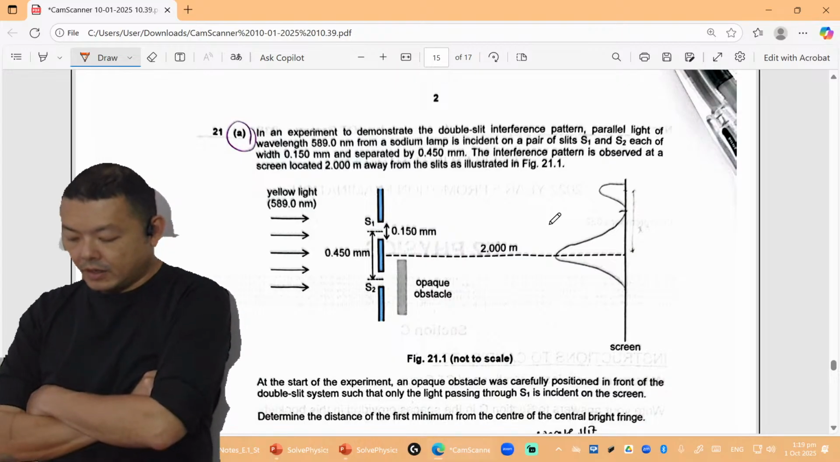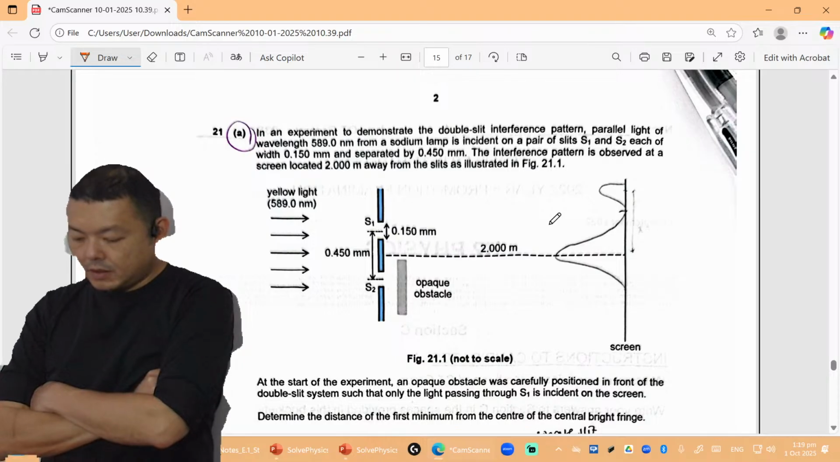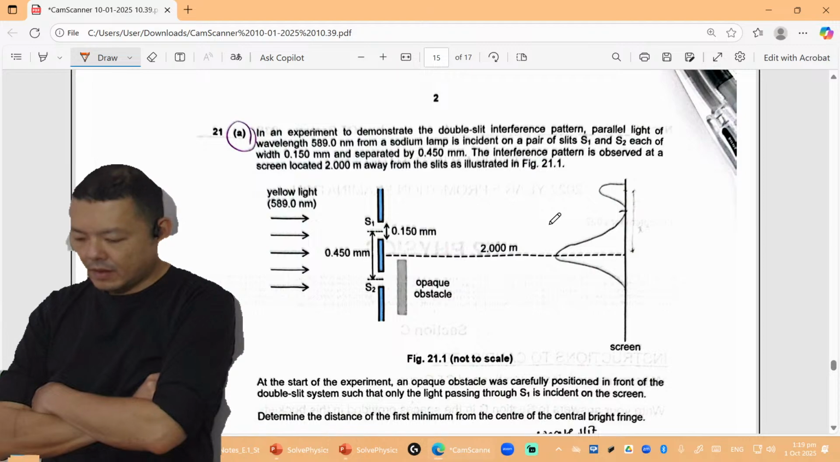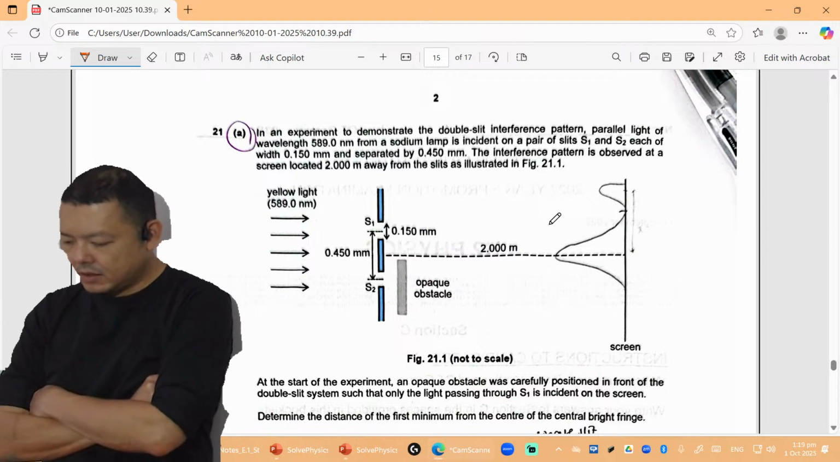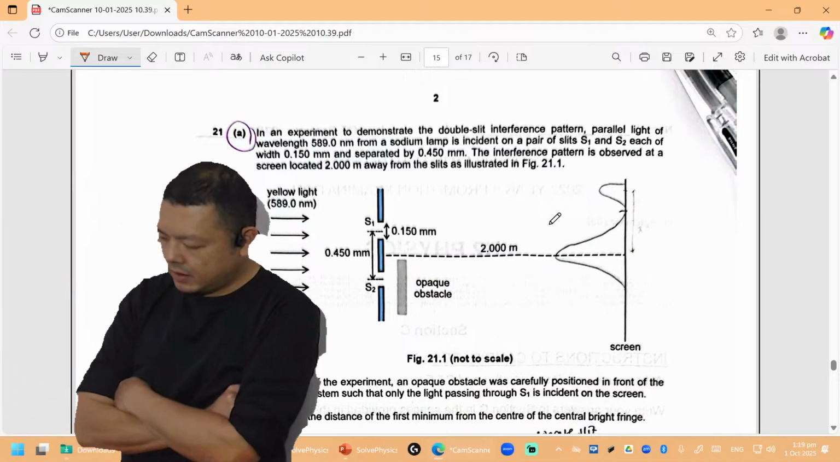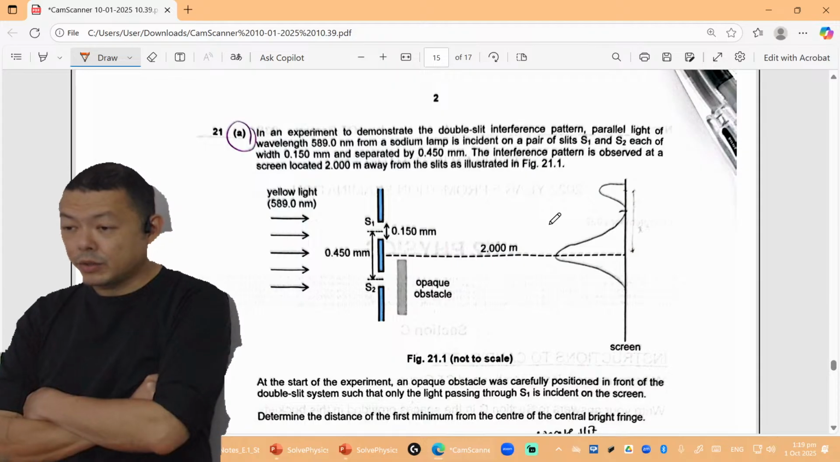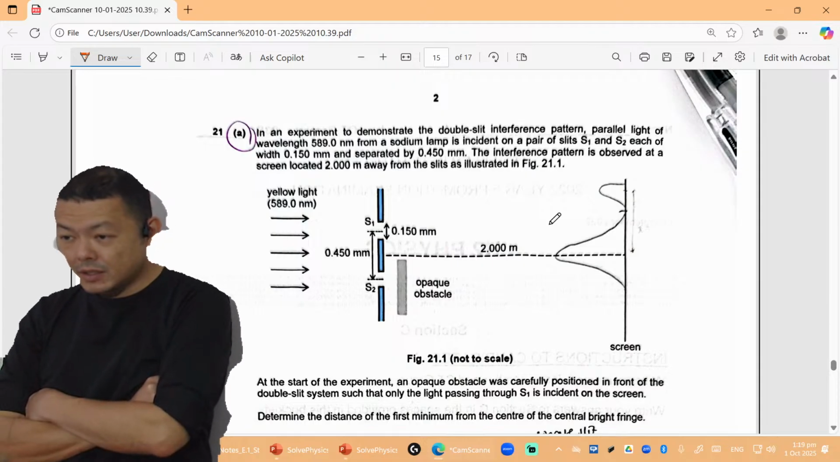Are they asking for the first minimum? So they block one slit, right? And then you have one single slit. You got the distance. Why can't you use the equation? You cannot use the equation sine theta equals lambda over b.